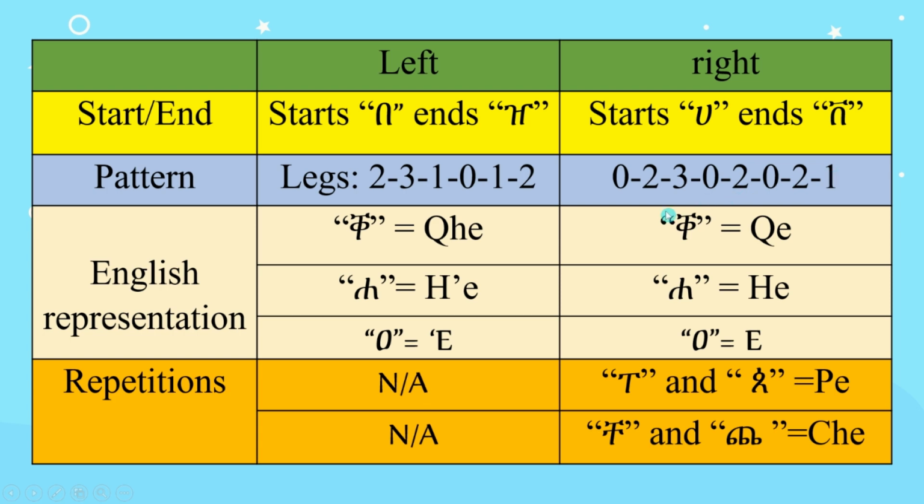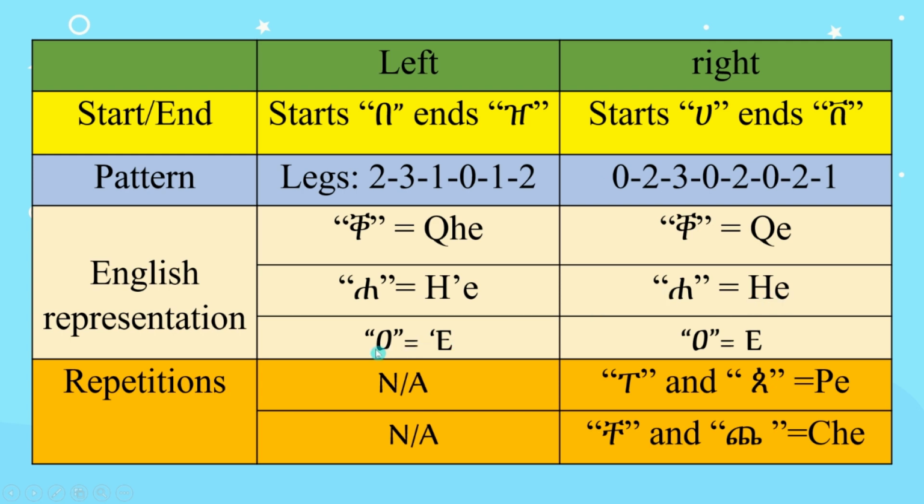The third difference that we saw was in the English representation. The English representation happened on both charts, so don't get confused with repetitions. So q on the left chart was represented with the letters QHE, but on the right chart, the same letter q was represented with QE. This happens in H too. H on the left chart was represented as H''E, but on the right chart, H was represented as just HE.